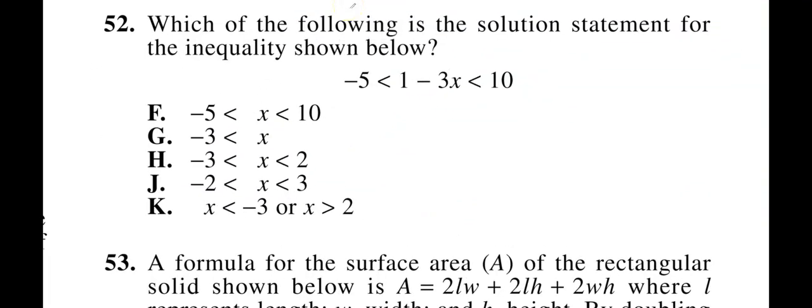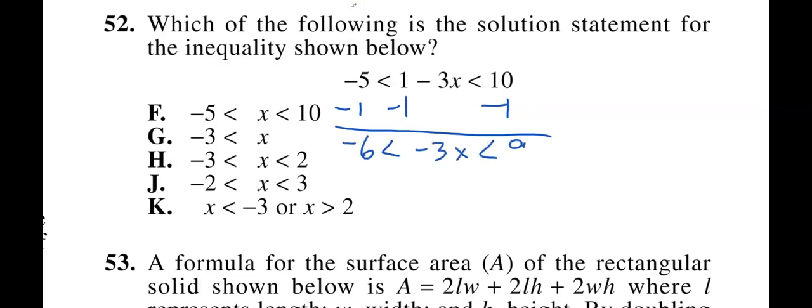Which of the following is the solution statement for the inequality shown below? If you were to ignore all this stuff over here, what would you do to solve the one on the right? You would subtract 1, right? But instead of ignoring the one on the left side, what if we just subtract it on that side too? So negative 6 is less than negative 3x, which is less than 9.